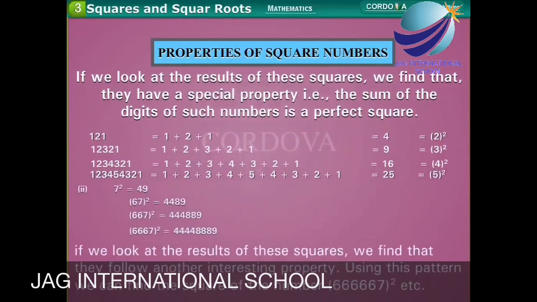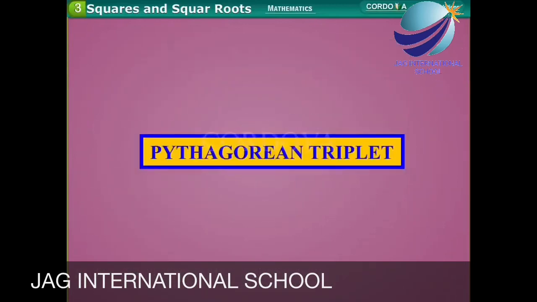7 squared is equal to 49. 67 squared is equal to 4489. 666 squared is equal to 443556. If we look at the results of these squares, we find that they follow another interesting property. Using this pattern, we can find the square of the number 66667, etc.